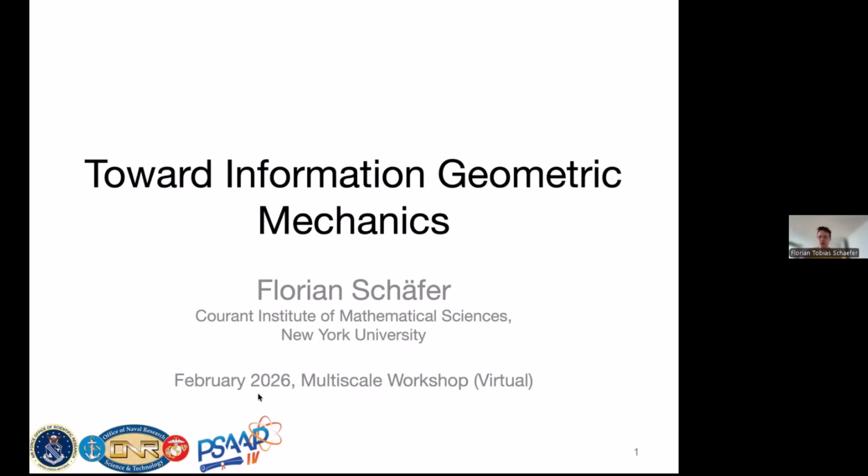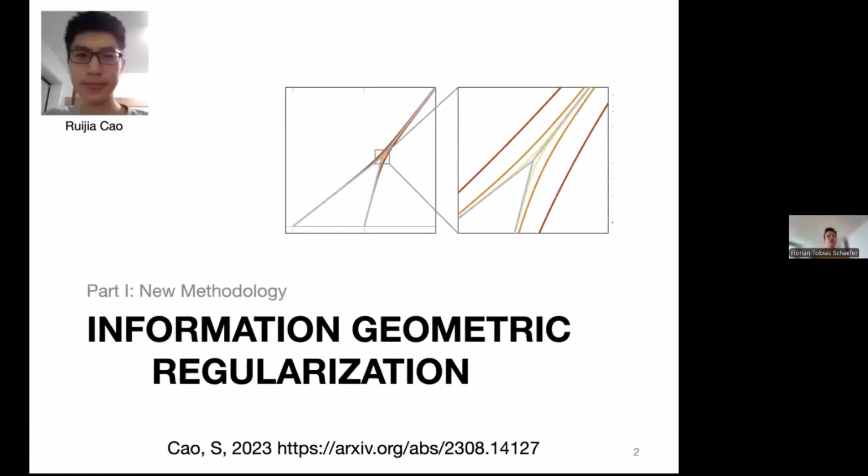So what I'm going to talk about, as the title alludes to, is this bigger piece of vision, or if you want, of information geometric mechanics. But the more concrete piece of work that I'm mostly going to talk about is what I view as the first instantiation of this broader philosophy, which is joint work with my former student Richard Tsao, that we call information geometric regularization.